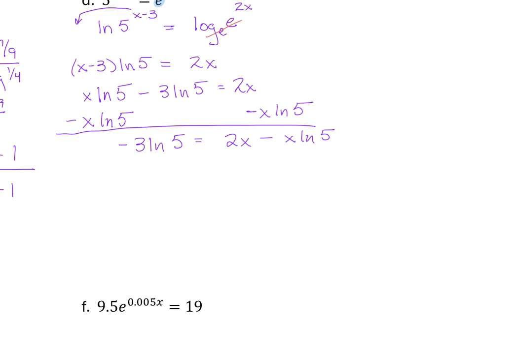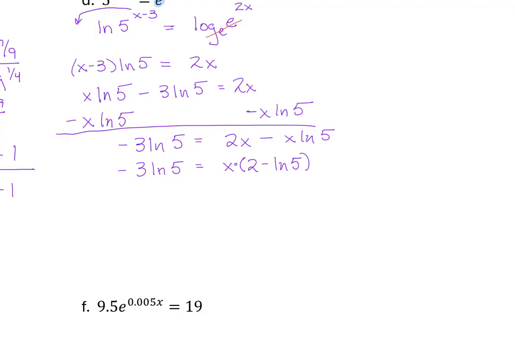We can't combine these because one of them is not a nice number. But now that we have all of our x's together, we can factor it out. And so if we factor out the x, we get 2 minus natural log of 5 on the inside. And on the left, we still have our negative 3 natural log of 5.